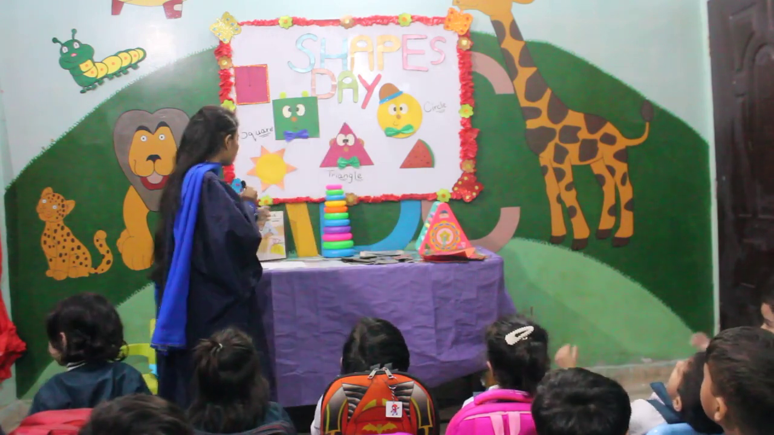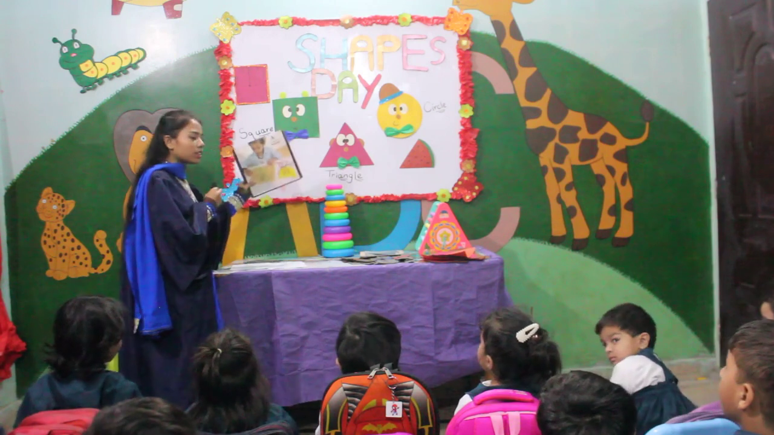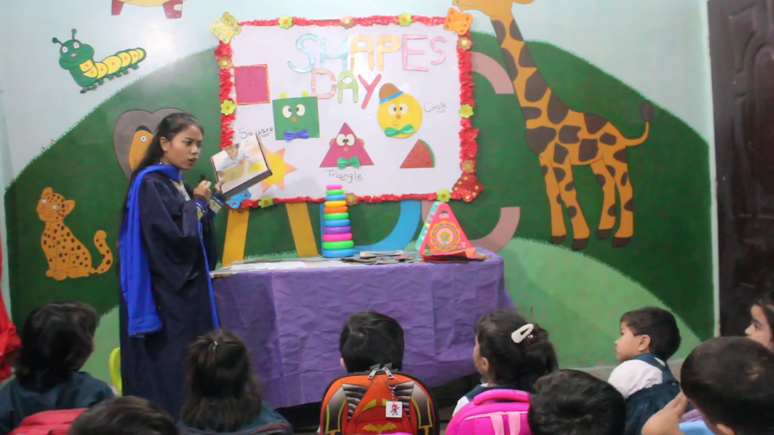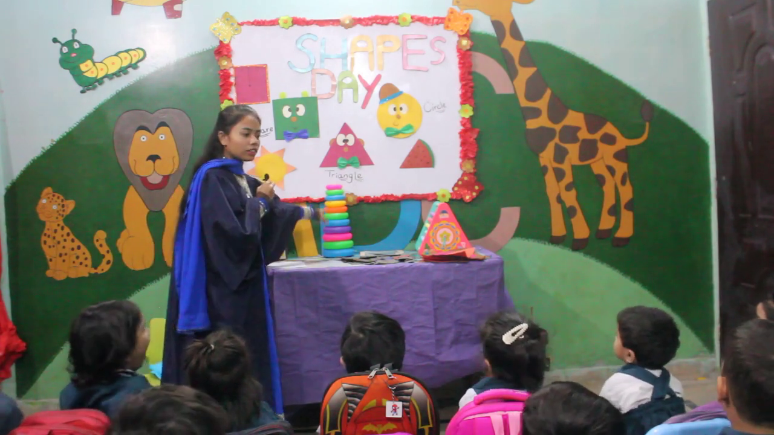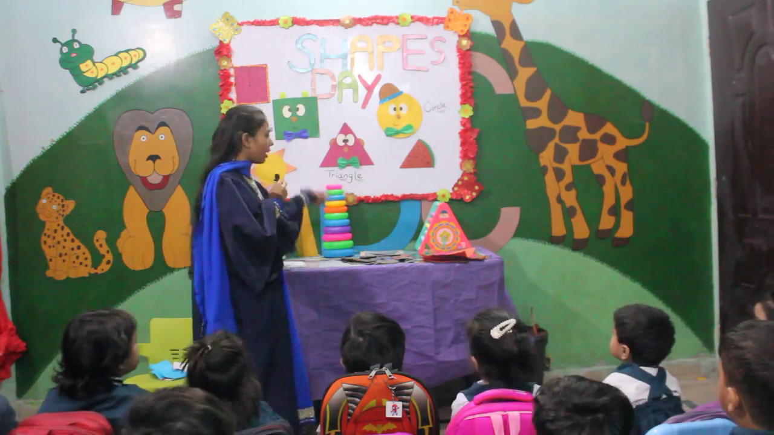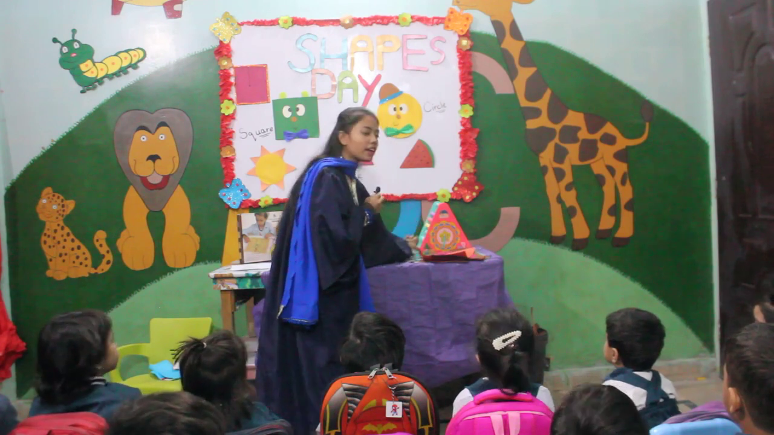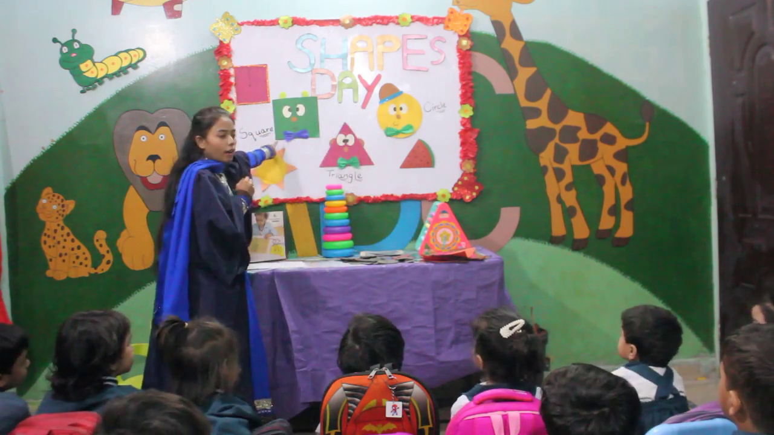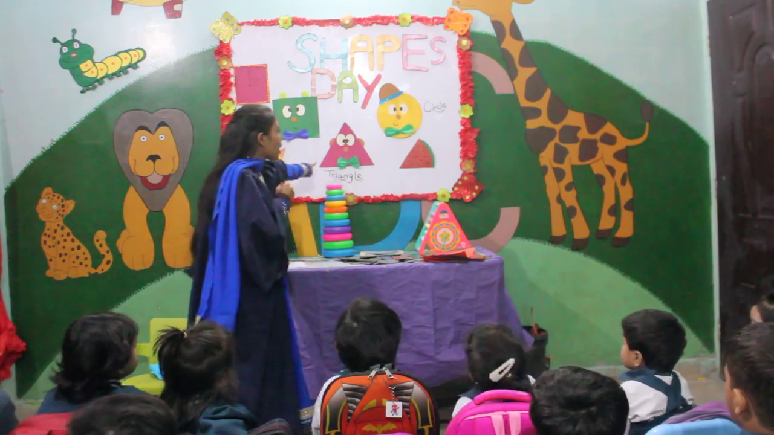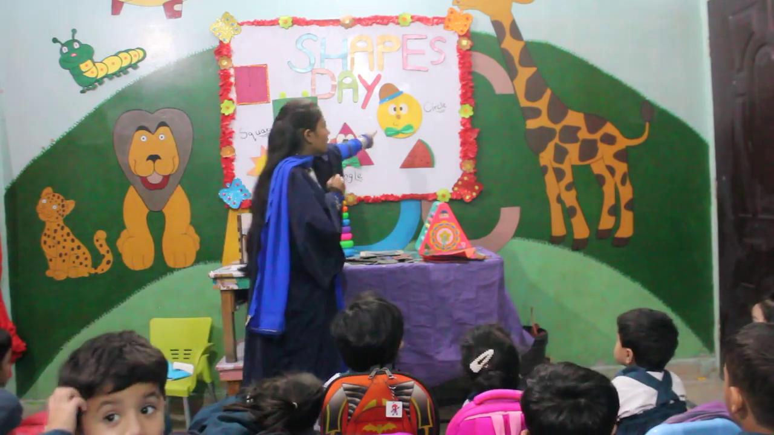Look at the objects. Which shape is this? The box? Square in shape. Okay. And the ring? Circle in shape. And this game is in triangle shape. Okay. Read again. Square, triangle, circle.